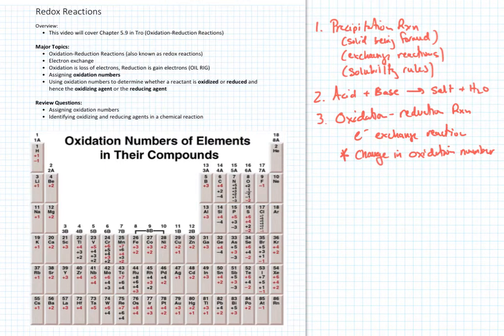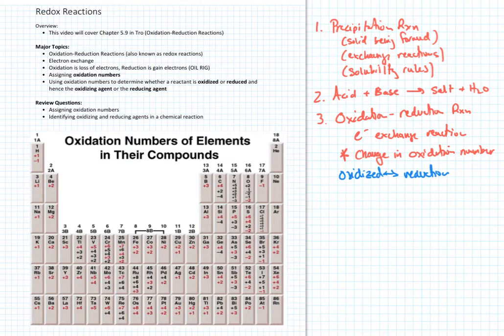A couple other things I'd like to say about this. If you identify something as being oxidized, then something must be reduced. So if you have something that's oxidized, there has to be a corresponding reduction. In other words, because of this electron exchange business, oxidation is losing electrons. So one species has to be losing electrons and another one has to be picking them up, gaining them. That's the one that's reduced.